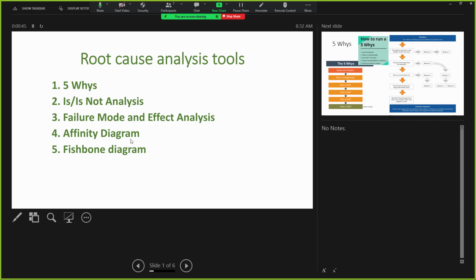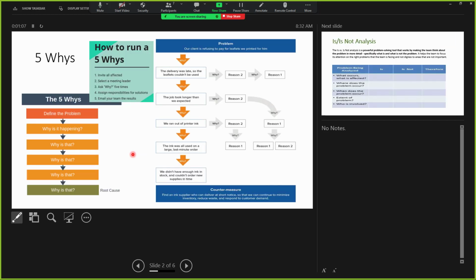So generally in root cause analysis, there are 5 types: first, 5 whys; second, is and is not analysis; failure mode and effects analysis; and affinity diagram and fishbone diagram. So mostly we are going to start with the 5 whys.